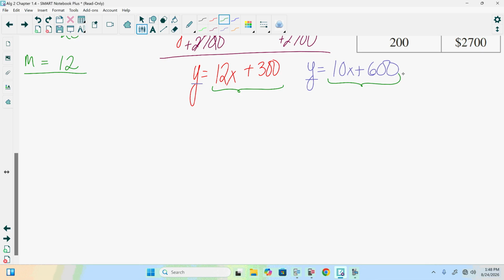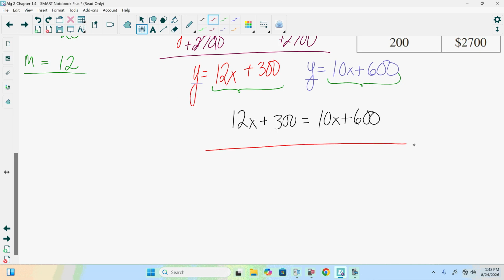is figuring out when 12x plus 300 is equal to 10x plus 600. We're wanting to figure out when they are the same, when they're equal. So why not just set them equal to each other and solve? We just need to get the x's on one side, or really x by itself.